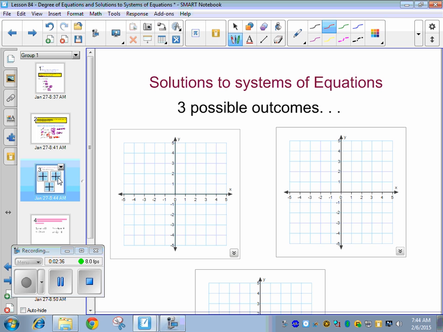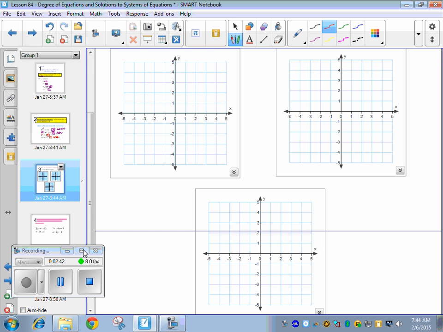So there's 3 possible things that can happen when you graph 2 lines. Anybody know what all can happen? Yep. Can they be parallel? Yes. Excellent. So draw this out. We can have 2 lines that are parallel. Okay, if 2 lines are parallel, are they ever going to cross each other? No. So do they have a solution? No. So if you have 2 lines that never cross, they have to be parallel, and it's no solution.